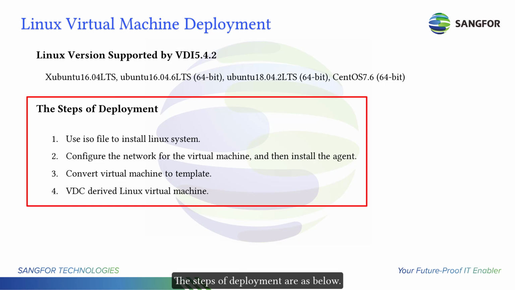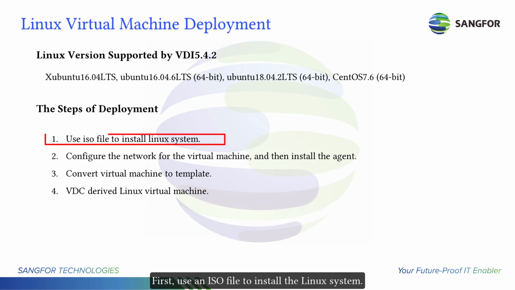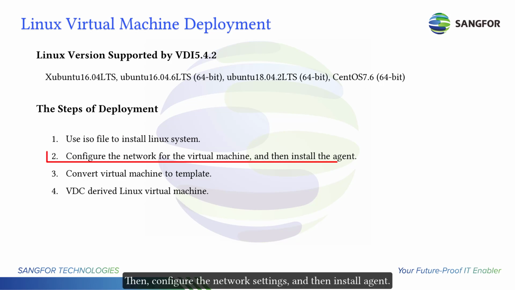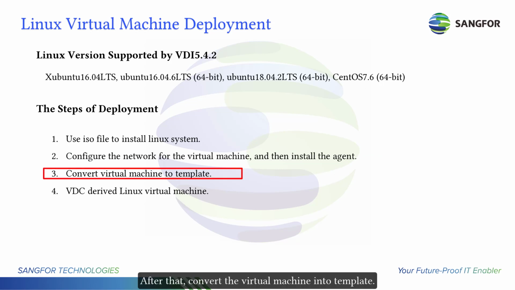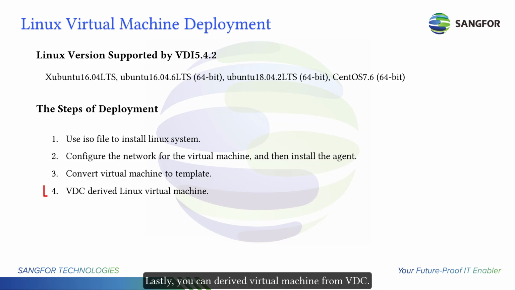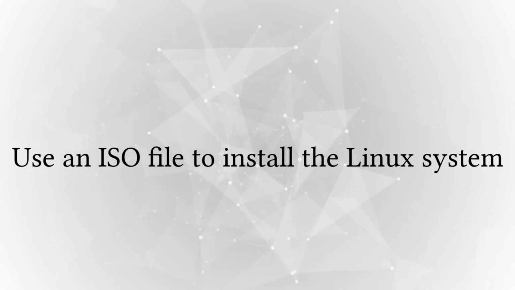The steps of deployment are as below. First, use an ISO file to install the Linux system. Then, configure the network settings, and then install Agent. After that, convert the virtual machine into template. Lastly, you can derive virtual machines from VDC. Use an ISO file to install the Linux system.